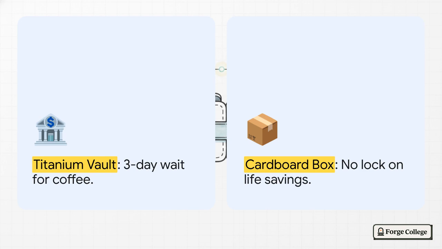But imagine having to wait out a mandatory 3-day time lock just to buy your morning cup of coffee. You'd literally be caffeine-deprived and furious, right? On the flip side, we have the highly usable but absolutely terrifying cardboard box scenario, leaving your entire life savings out on the sidewalk in a box with no lock at all. Both of these are total failures in user experience. They're just failing on opposite ends of the spectrum.